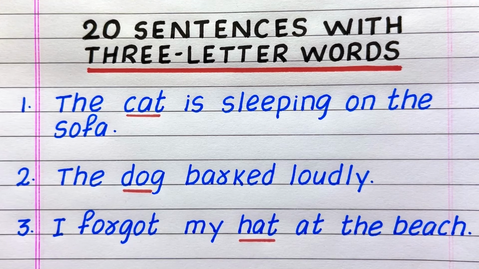First sentence with a 3-letter word is, the cat is sleeping on the sofa. Second, the dog barked loudly. Third, I forgot my hat at the beach.